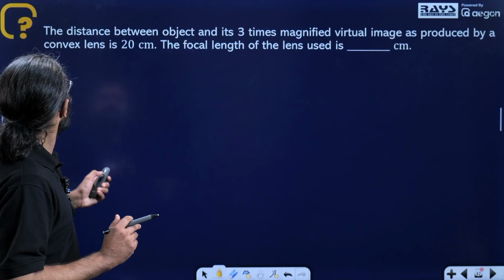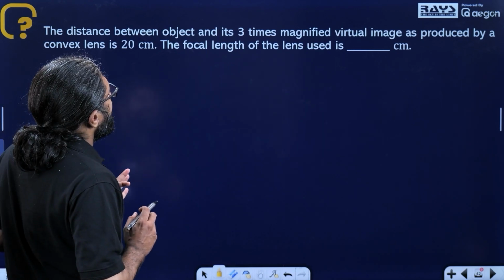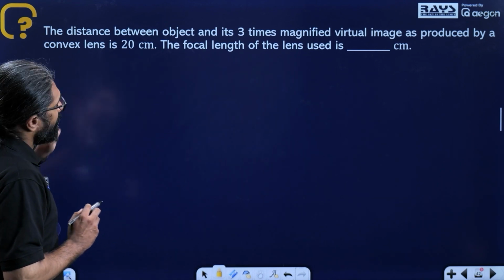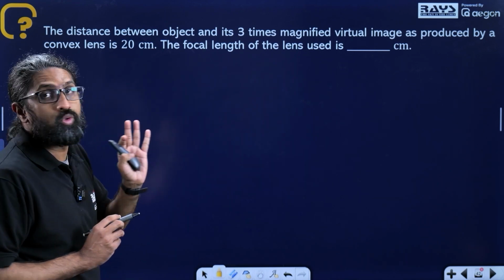So we'll start with the first question. The distance between the object and its 3 times magnified virtual image as produced by a convex lens is 20 centimeters. The focal length of the lens used is.